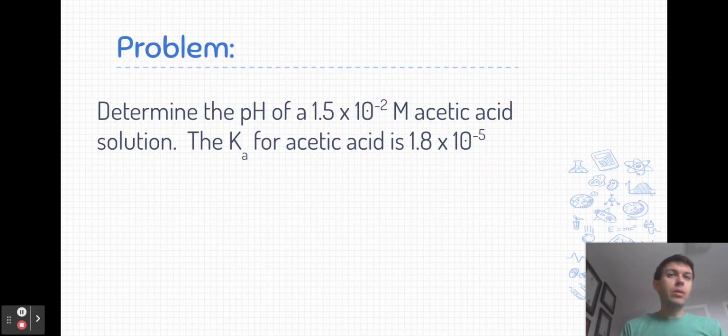In this example, we want to determine the pH of a 1.5 times 10 to the negative 2 mole per liter acetic acid solution. And the Ka value for acetic acid is 1.8 times 10 to the negative 5. Let's switch over to the whiteboard and go through the steps on how to solve this problem.